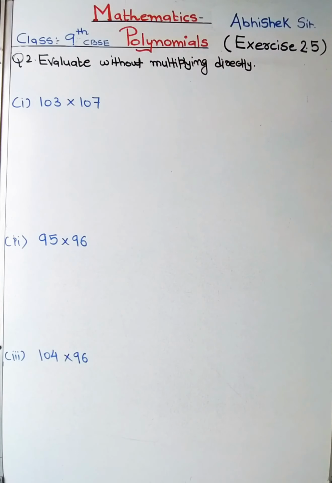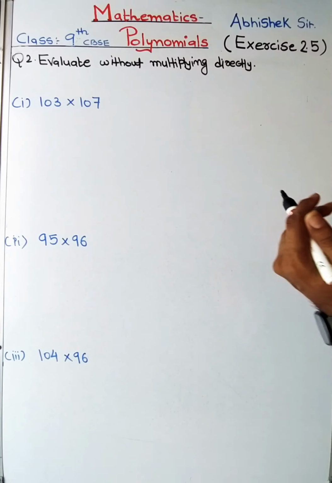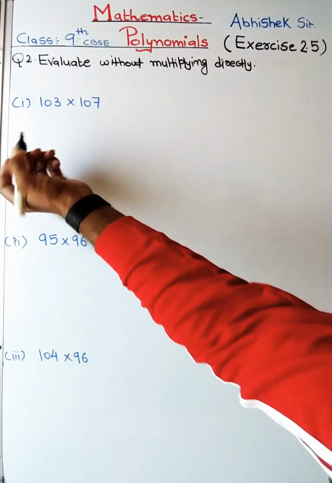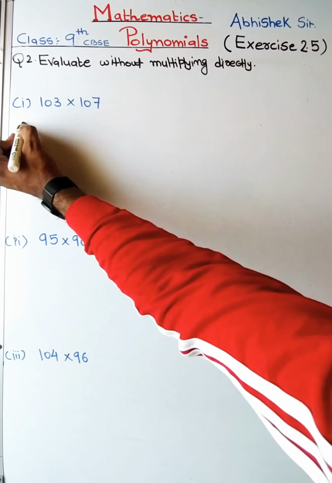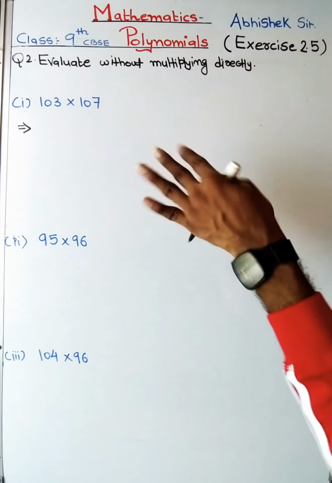Moving on to the second question, that is evaluate without multiplying directly. That means we have to consider these numbers just like we are using identities. Clear? So how can we convert this in form of identities? So always remember the shortcut trick. It must be 100 plus something or 100 minus something.